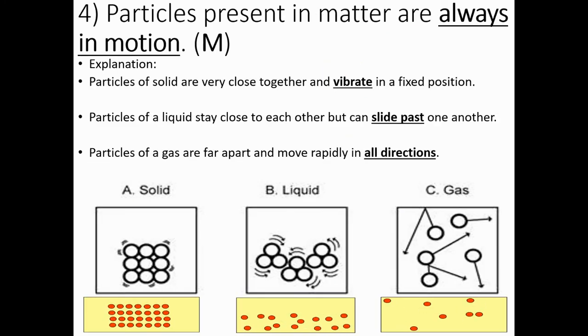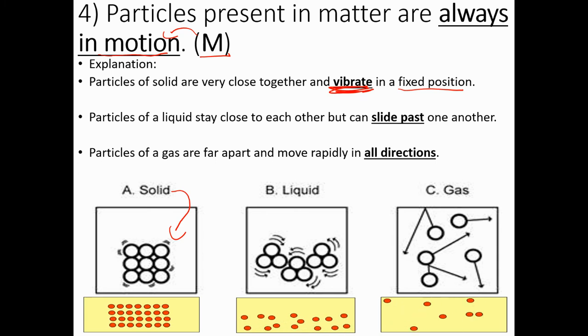And then we get to the fourth point of the particle theory of matter, and that is that particles that are present in matter are always in motion. M for motion. They're always moving. So it doesn't matter if you're solid, liquid, or gas, particles are always moving. In a solid, the particles are very close together and their motion is more of a vibrational motion. So they kind of stay in one spot, but they're vibrating in that one spot in a fixed position.